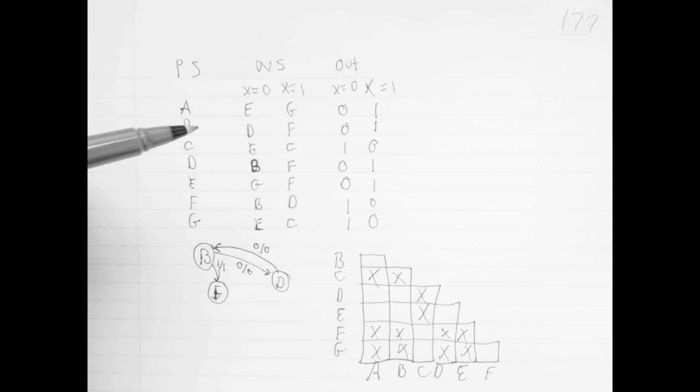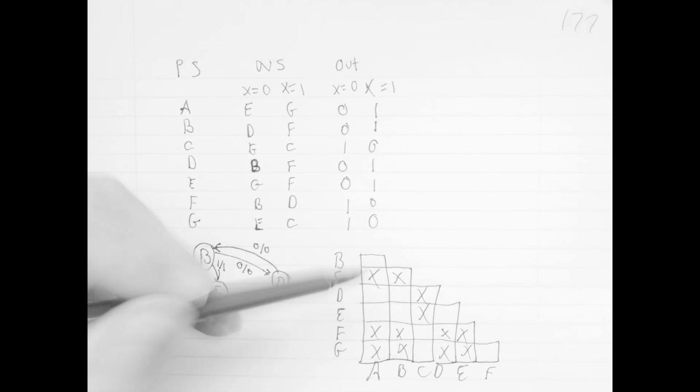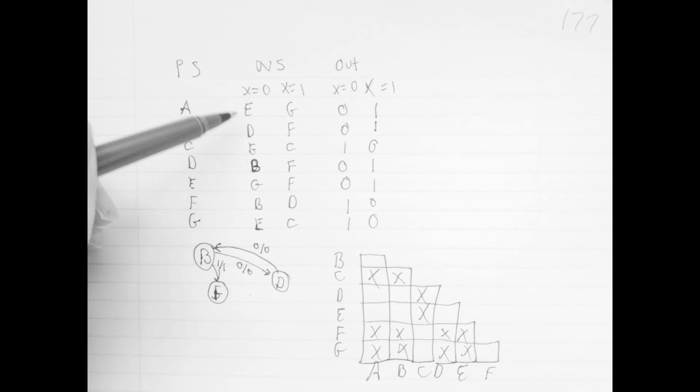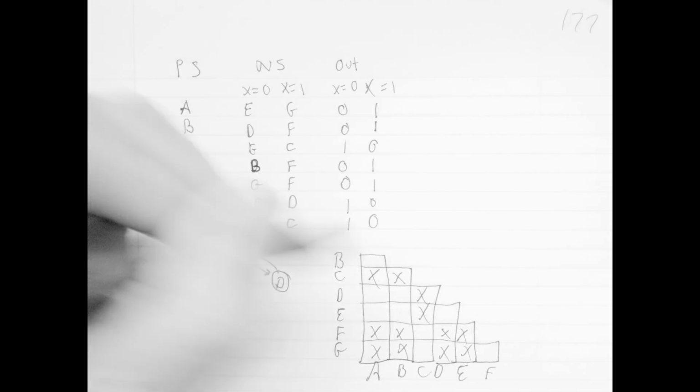So next thing I'd like to do is start by looking at the A-B transition. From A to B, I go D-E, G-F.